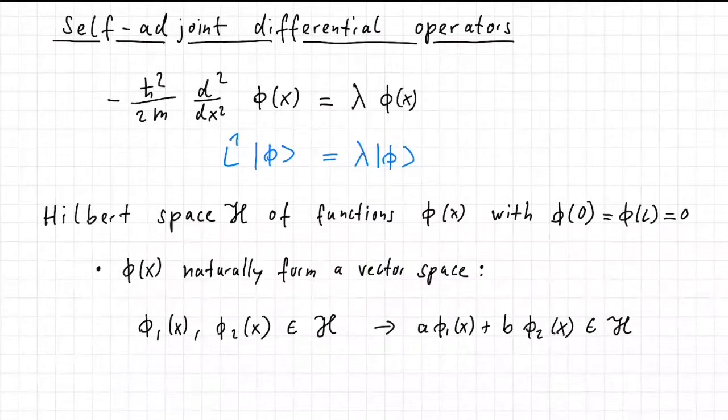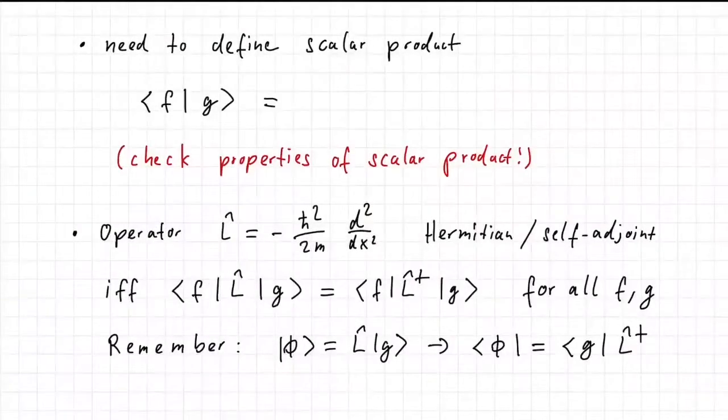Now, what more do we need to form a Hilbert space? Well, essentially what we need to be able to do is to have a product of a bra and a ket vector, or in other words, we need to define a scalar product. So we need to define a scalar product for two of these functions of this Hilbert space. And the correct way of doing that is to introduce the scalar product as an integral from 0 to L of f of x star times g of x dx.